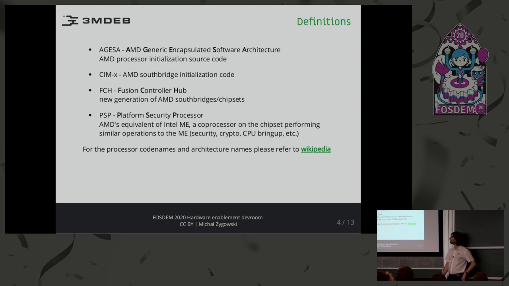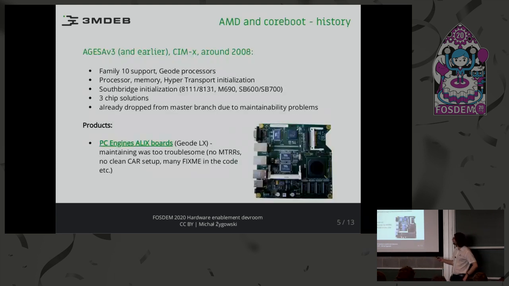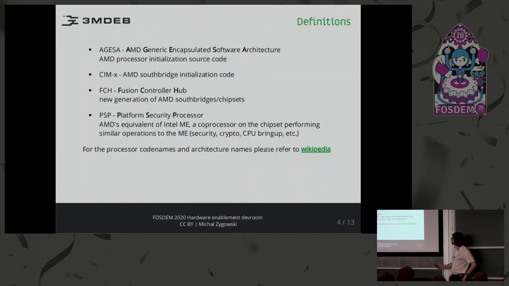FCH is the Fusion Controller Hub. It's a new generation of AMD southbridges. It's almost the same as when Intel changed their ICH, I/O Controller Hub, into PCH, the Platform Controller Hub. So it's an equivalent migration. And PSP, the Platform Security Processor, is the equivalent of Intel ME on AMD processors. It's also responsible for some cryptographic operations, security, and CPU bring up in some part. AGESA is also an equivalent to Intel FSP, just to compare. There are very complicated code names and microarchitecture naming, and I will not dig too much into this topic. I will just refer to Wikipedia or something like that.